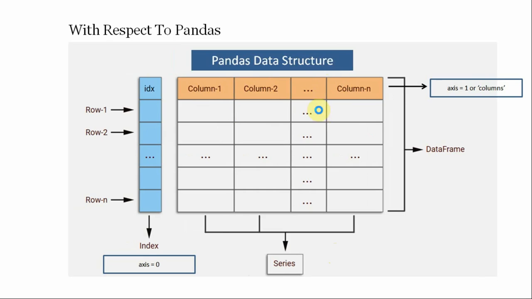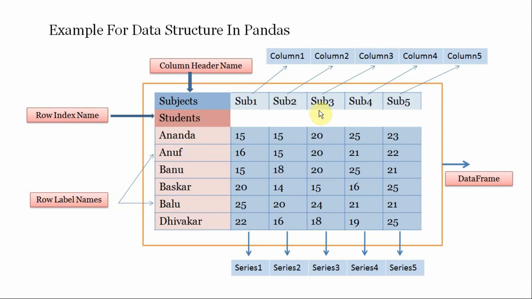So, here is an example of a Pandas data structure. Here, the data structure consists of 5 columns: subject 1, subject 2, subject 3, subject 4, subject 5, and 6 rows: Ananda, Anu, Vanu, Bhaskar, Valu, Divakar. Each individual row is represented by its name, referred to as the row label. The entire rows are represented by the row index name students.